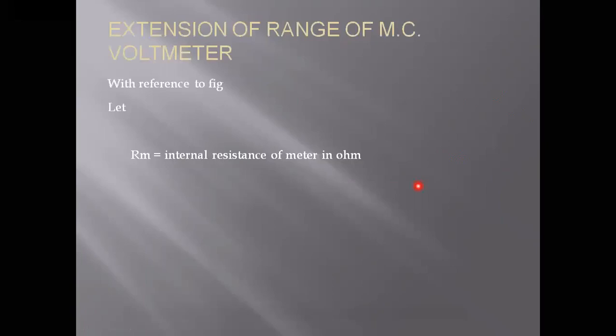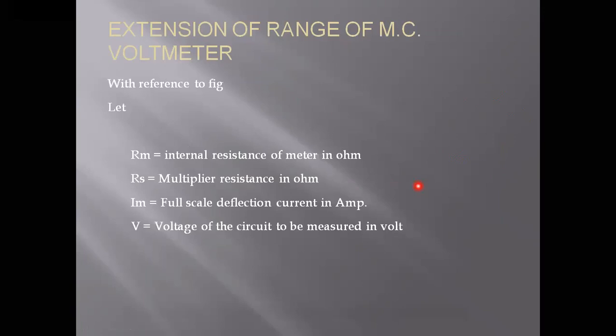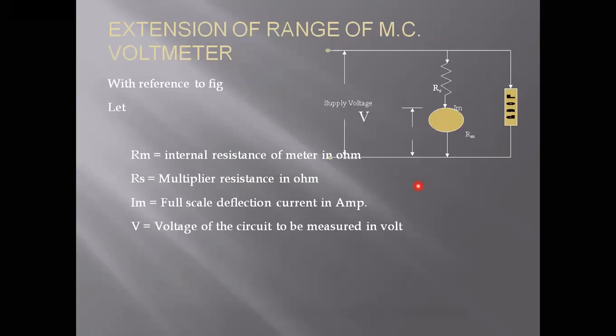So let Rm, we have discussed all these. Im is the full scale deflection current in amperes, and the voltage of this circuit to be measured is in volts, that is V. You can see the same. Now small v is shown here. Im into Rm is the voltage of the meter, and hence it is small v actually.